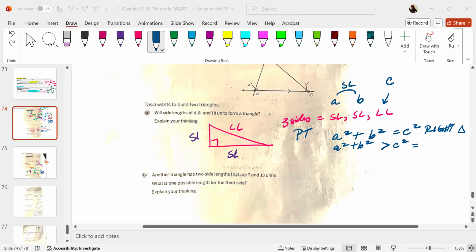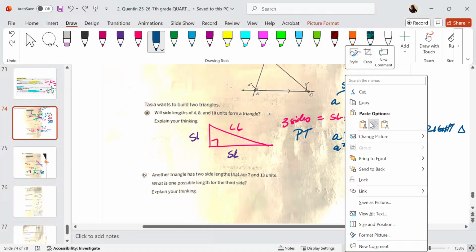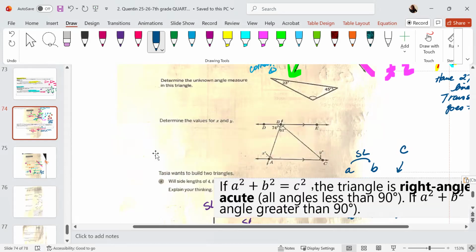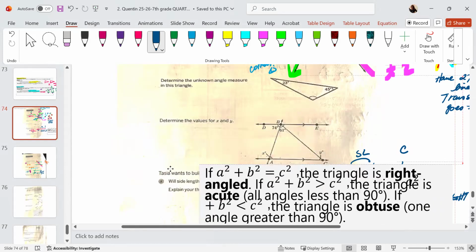So if A squared plus B squared is greater than C squared, then it's acute. If C squared is bigger than A squared plus B squared, then it's obtuse. Did she go over this with you? No. Oh, wait, I think she did. This is important. Do you understand? Yeah. You need to write this down so that you remember it.